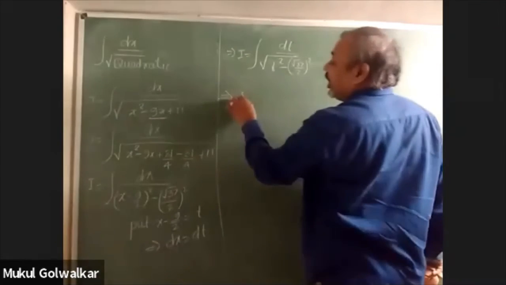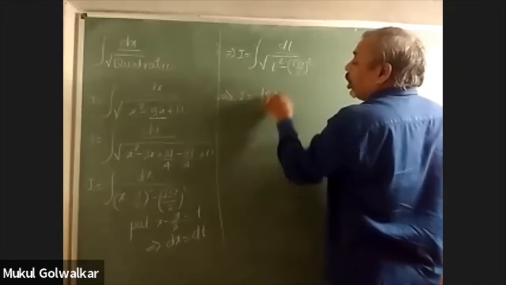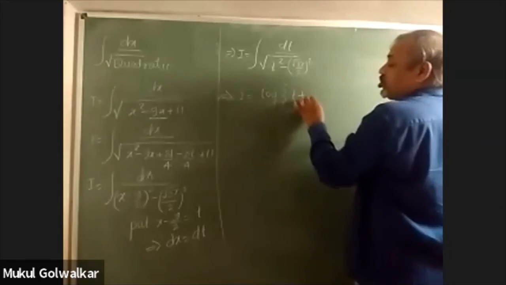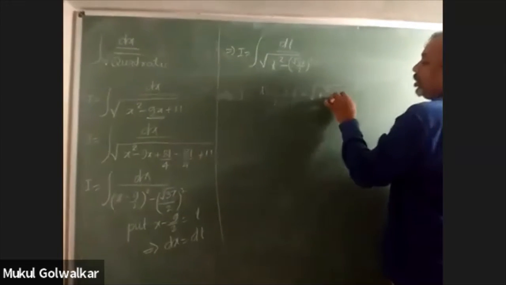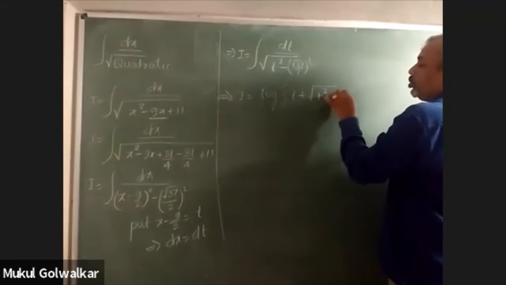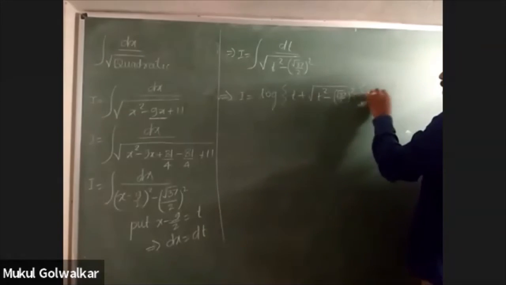So here I write I is equal to 1, sorry, I should not write 1 by 2a. I should write log of t plus under root of t square minus root 37 upon 2 square. This is the standard result that I should write.